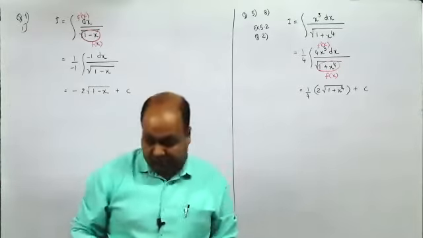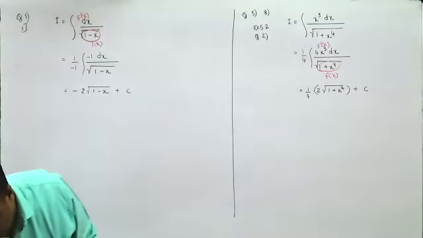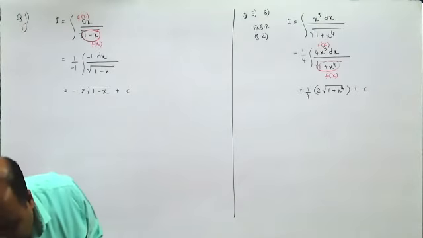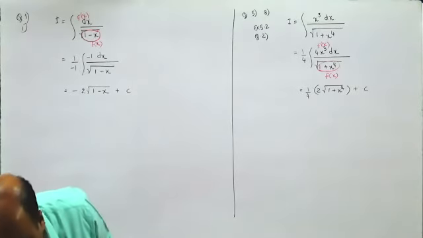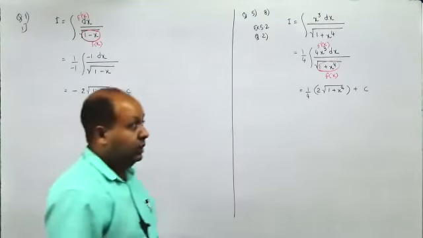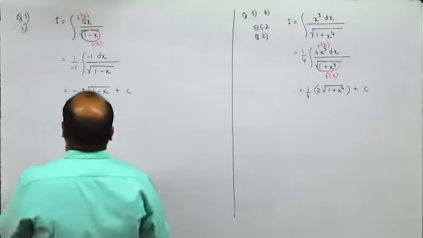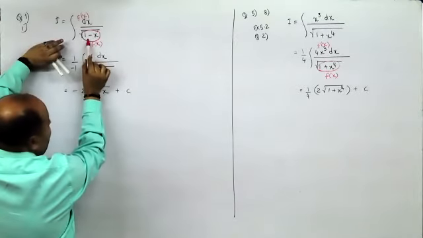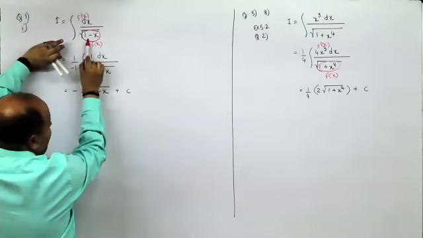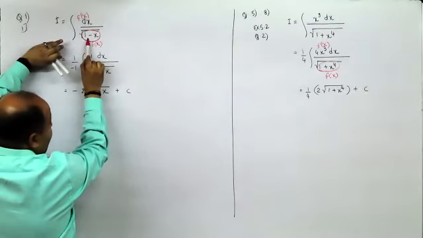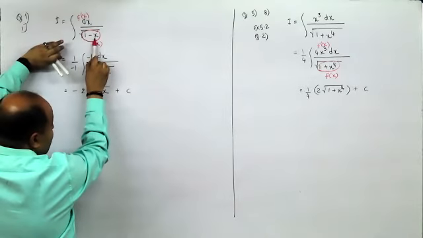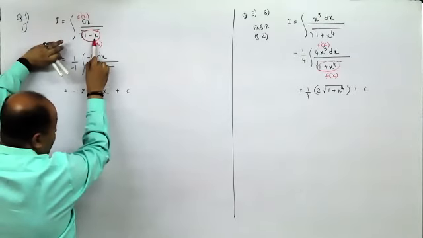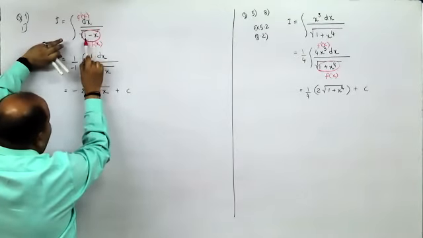Followed? Sir, explain this one again, I did not understand. Here, I can treat this as an x term. Why? Because this is linear. Yes, it is linear, I can treat this as an x term. Followed? Yes. Why is this linear?